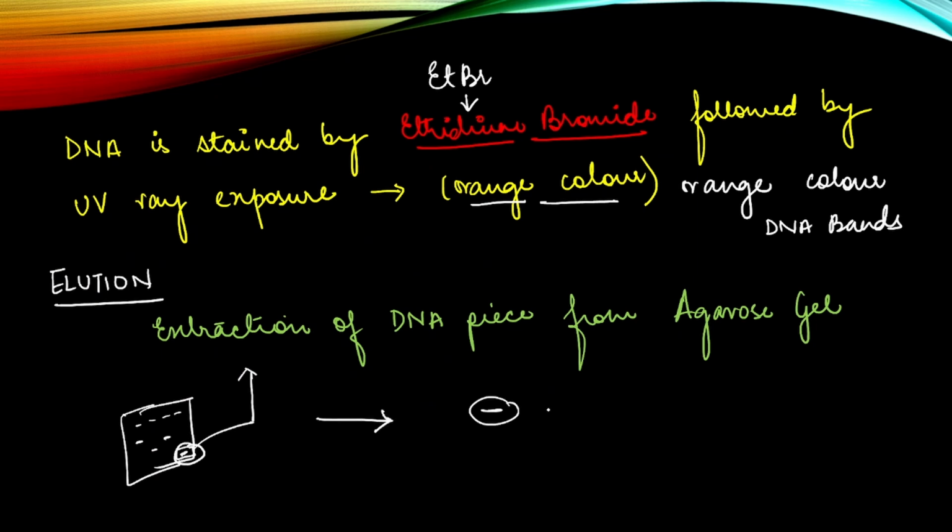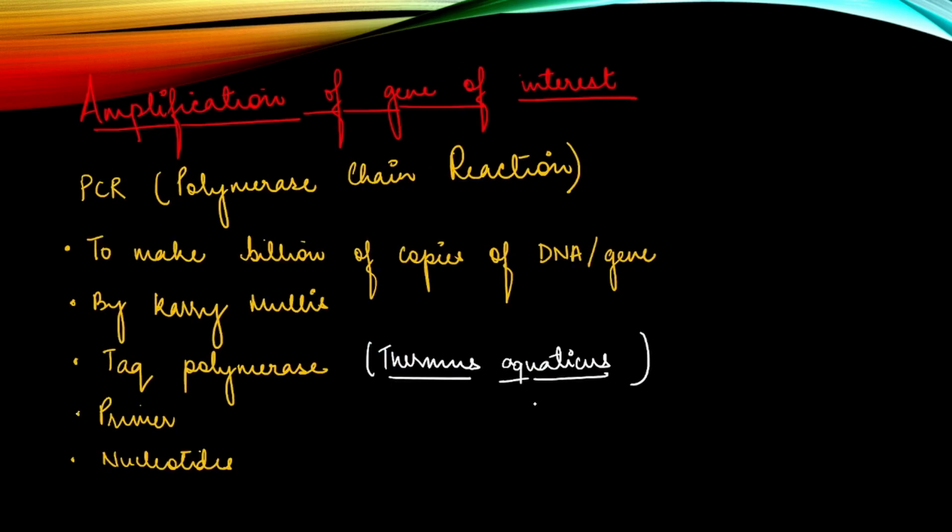Now we need to amplify it. We need to produce more copies of this isolated DNA. So what will we do for more copies? We will use a machine known as polymerase chain reaction, or PCR, right? So what is the function of PCR? It makes billions of copies of a DNA gene, right? And this process was discovered by Kary Mullis, right?